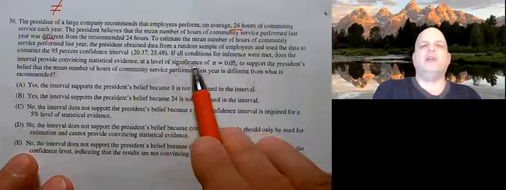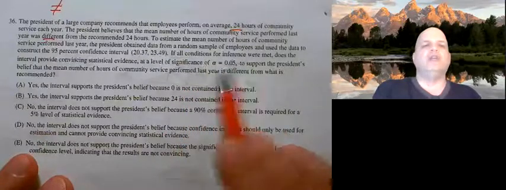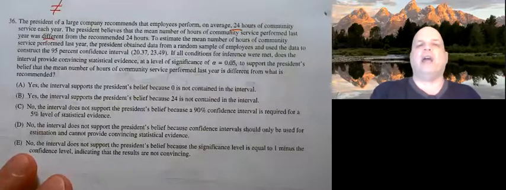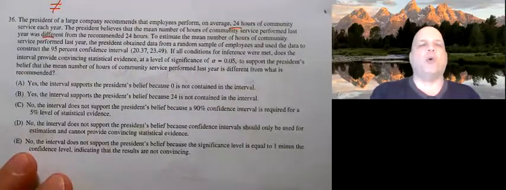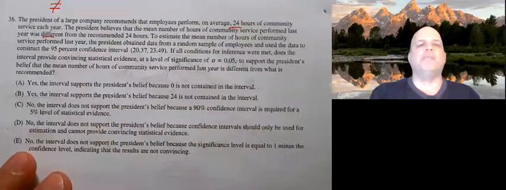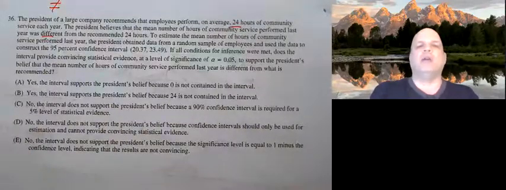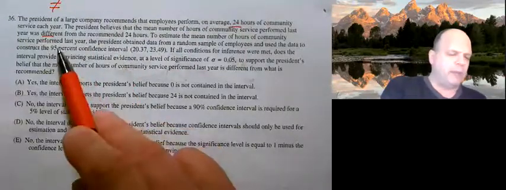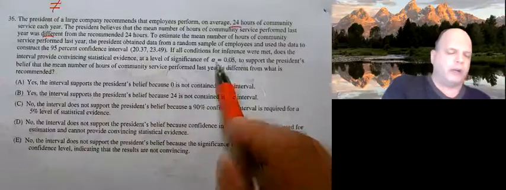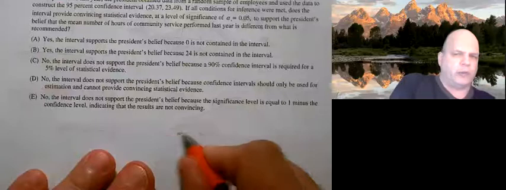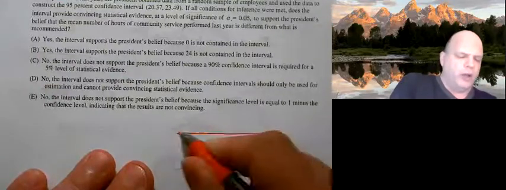So if all conditions for inference were met, does the interval provide convincing statistical evidence at alpha equal 0.05 to support the president's belief that the mean number of hours is different from what was recommended? Well, this was a 95% confidence interval, so they're asking for an alpha equal to 0.05. Now let's take a look at this real carefully to make sure that we're good.